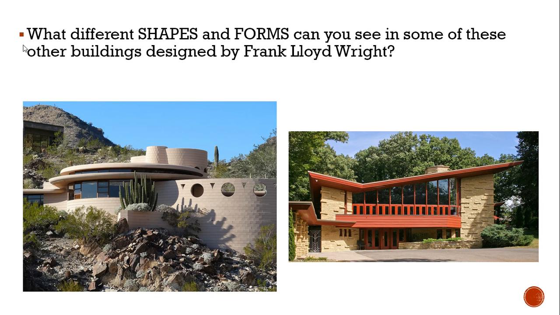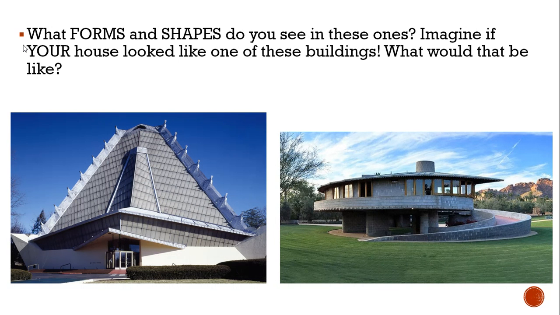What different shapes and forms can you see in some of these other buildings designed by Frank Lloyd Wright? I know that I see a few circles, triangles, some rectangles, maybe the windows and the bricks. There's a lot of shapes that you see in these two photos. What other forms and shapes do you see in these ones? Also, imagine if your house looked like one of these buildings. What would that be like?